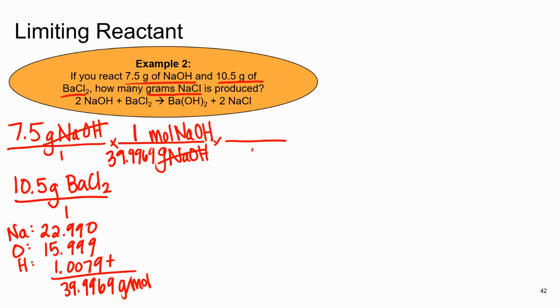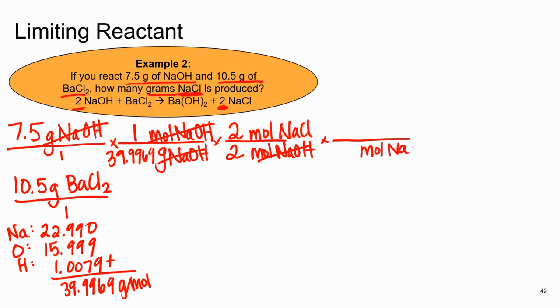Now we'll bring down moles of NaOH because we want to get to moles of sodium chloride. That's our desired compound, sodium chloride. And so we'll look at the coefficients. We'll go to the balanced equation and say 2 moles of sodium chloride are produced for every 2 moles of sodium hydroxide that react. And lastly, we don't want moles of sodium chloride. We would like to be in grams of sodium chloride.